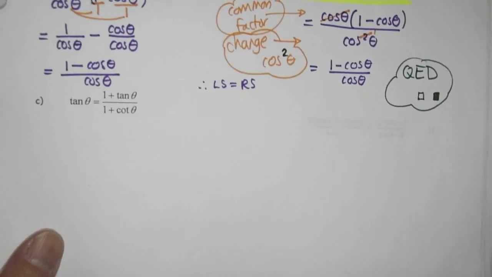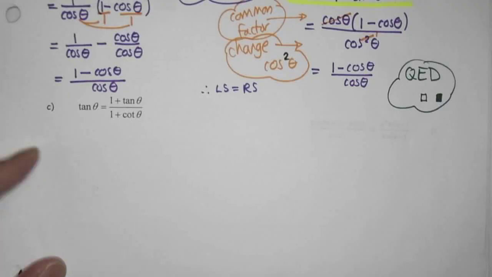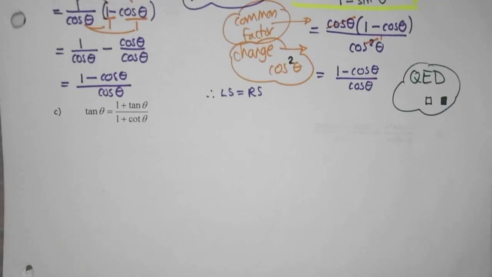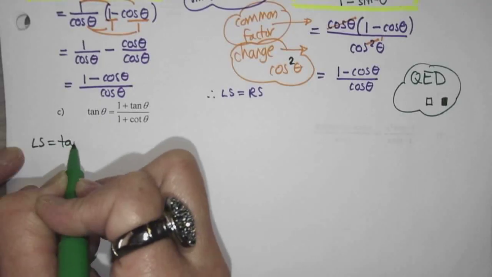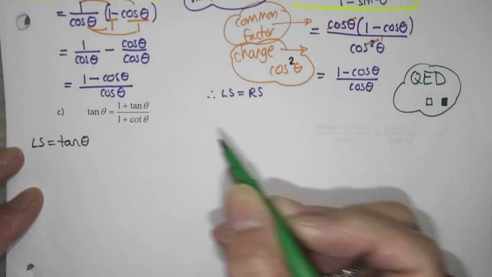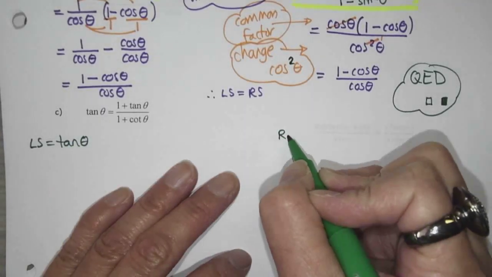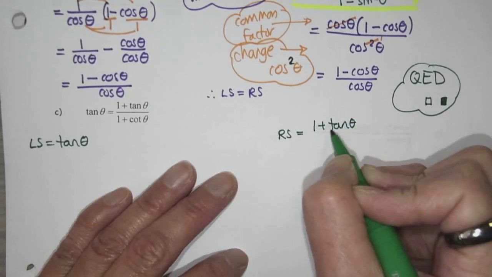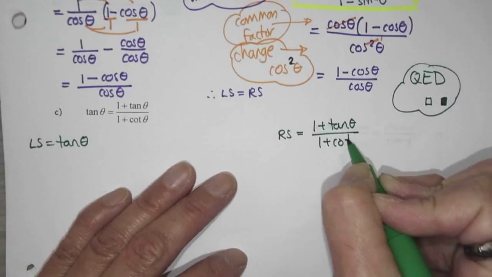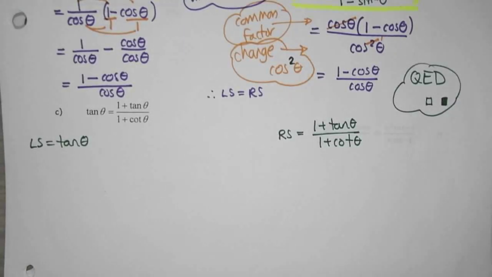Okay, so let's get with the strategy. We're just going to get really comfortable with the strategy. So first step is just grab the left side. As I write it, I analyze it, tan, okay. And then I'm going to grab my right side, and I'm going to go 1 plus tan. Okay, there's 2 ways to do this one.